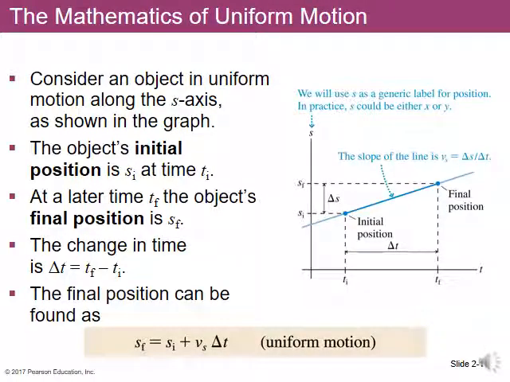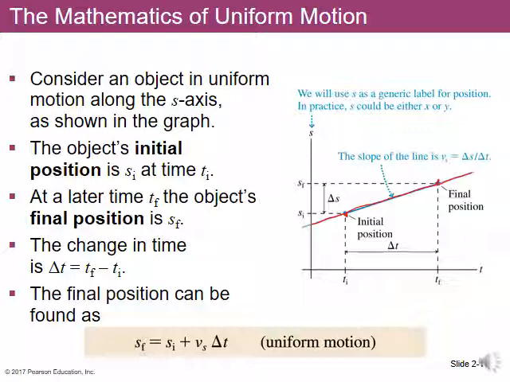So let's go back and look at that position time graph and see if we can put some math with this. Our goal here is to develop some equations that we can then use to solve a variety of different types of problems. So consider if you have an object that is in uniform motion along an axis. We're going to call this the s-axis because it could be x or y and the mathematics are going to be the same. So say that it's moving along this line here. This is its position time graph. This is its initial position, this is its final position.